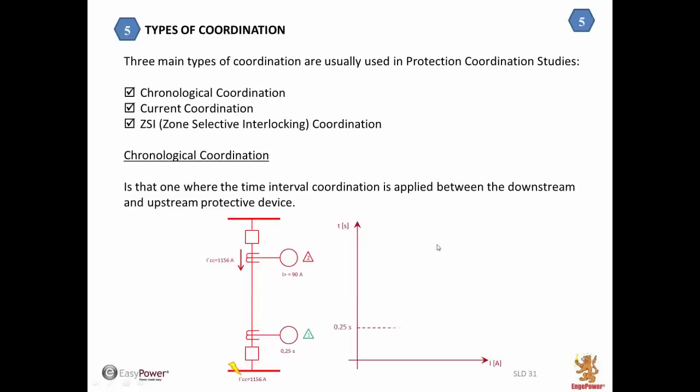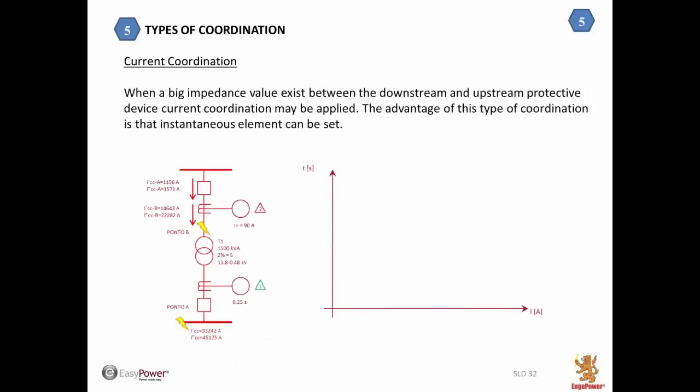So the first relay, if it trips in 250 milliseconds, we choose a coordination time interval of, for instance, 250, and our second relay will trip 250 milliseconds after the first one. This coordination time is called chronological coordination. The current coordination is normally used when the difference of short circuit current between the downstream relay and the upstream relay is very, very high.